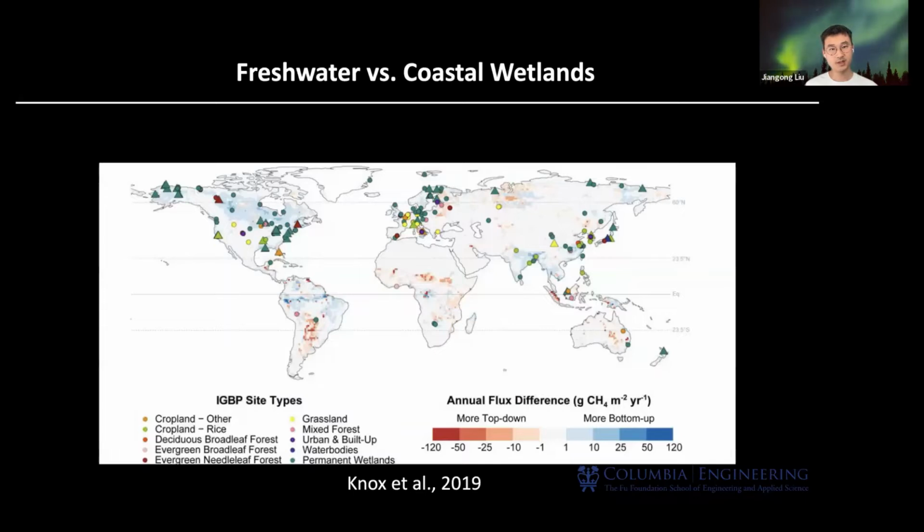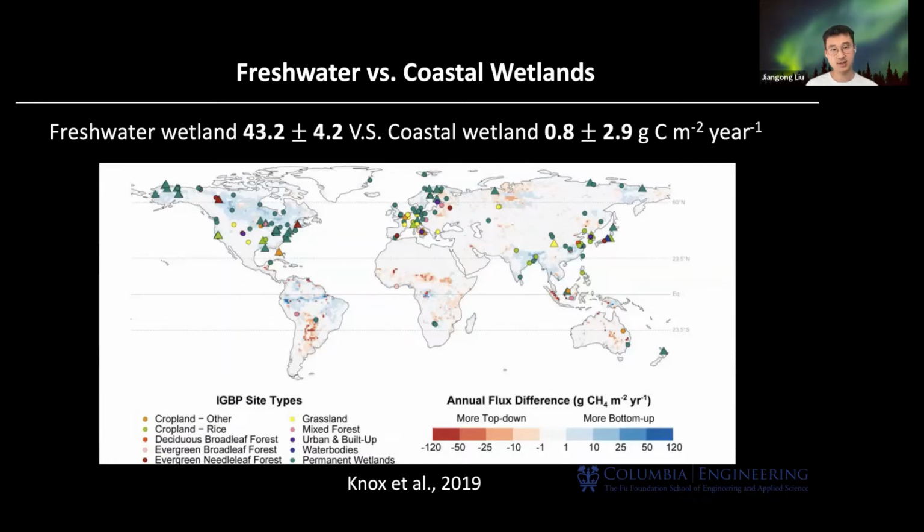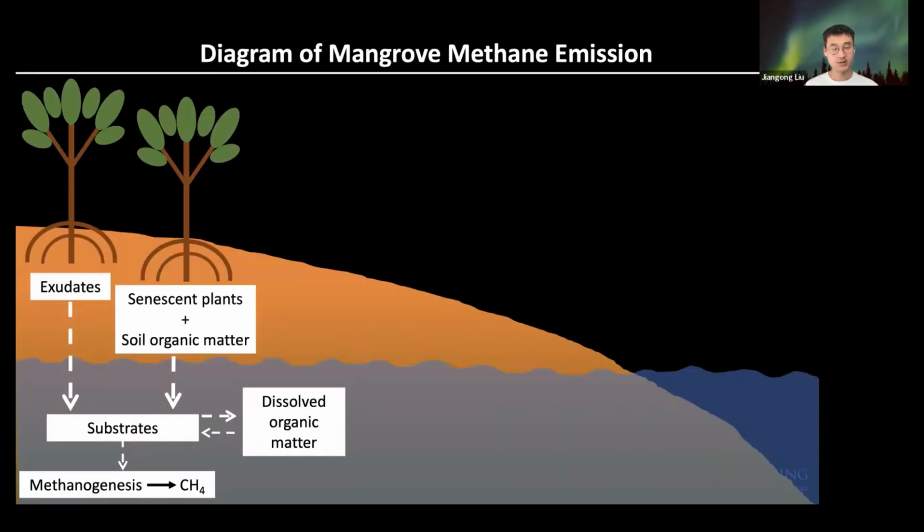If we generally classify wetlands into freshwater wetlands and coastal wetlands, from this global census we can see that freshwater wetlands can emit much higher methane than coastal wetlands. But the thing is that most of these sampling points are inland wetlands, and very few are from coastal wetlands. So we still don't have a full picture of this. Here's a diagram of mangrove methane emission, and why, for coastal wetlands, the methane emission can be a minor part.